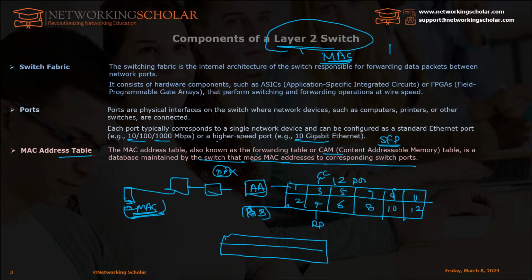Let me explain and show you. A layer 2 switch forwards data frames between network devices within the same LAN based on the destination MAC address.